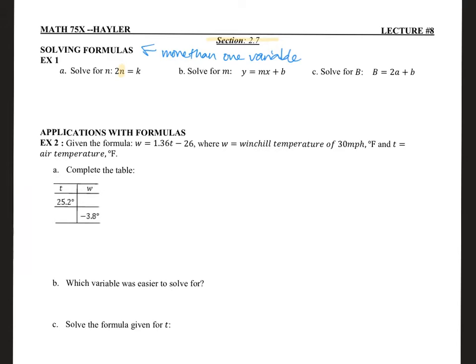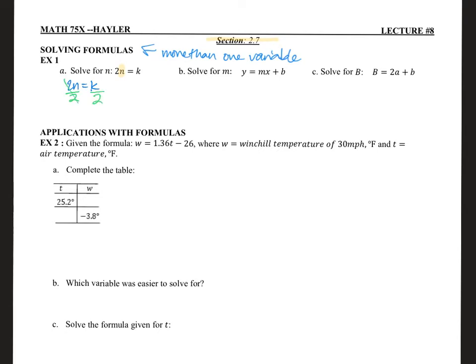So let me rewrite my problem. 2n equals k. I know n only appeared once, so how do we get n by itself? I'm going to think, what is keeping n from being by itself? It's being multiplied by a 2. That little 2 right there. So how do I undo multiplication? We divide, and we're going to divide by 2.